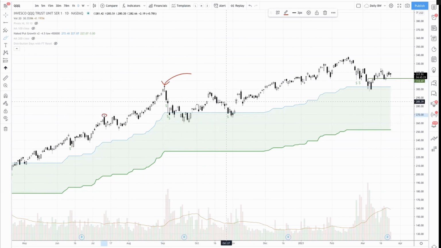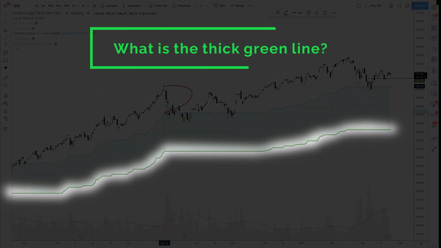It kind of ignores that, right? Upper wick, ignores it, upper wick, ignores it. So the way it works is it calculates what's the close. In this case, if you look up here, the close is 302.76. So if you take 10% away from that, that would give you this light blue line, and that represents a 10% pullback. Now the question is, what is this thick green line?